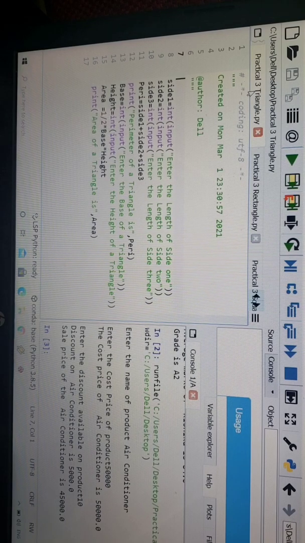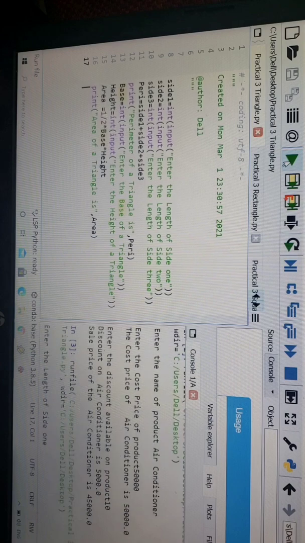We all know if we want to calculate the perimeter of the triangle, then we need all the 3 sides of a triangle, just getting the input from the user and then printing the perimeter. Perimeter we can get just by adding all the 3 sides. Then getting the base and height, because to calculate the area of a triangle we need 1/2 into base into height. So these 2, base and height, can be entered by the user, and then we can print the area of a triangle.